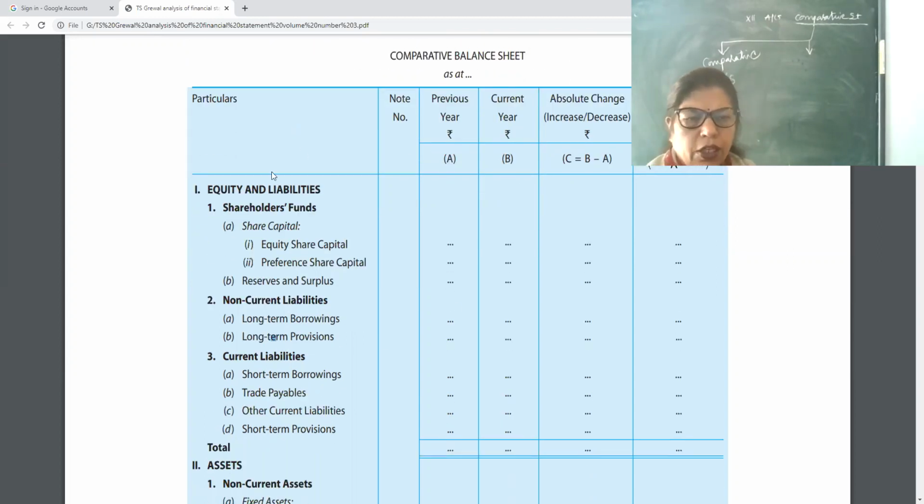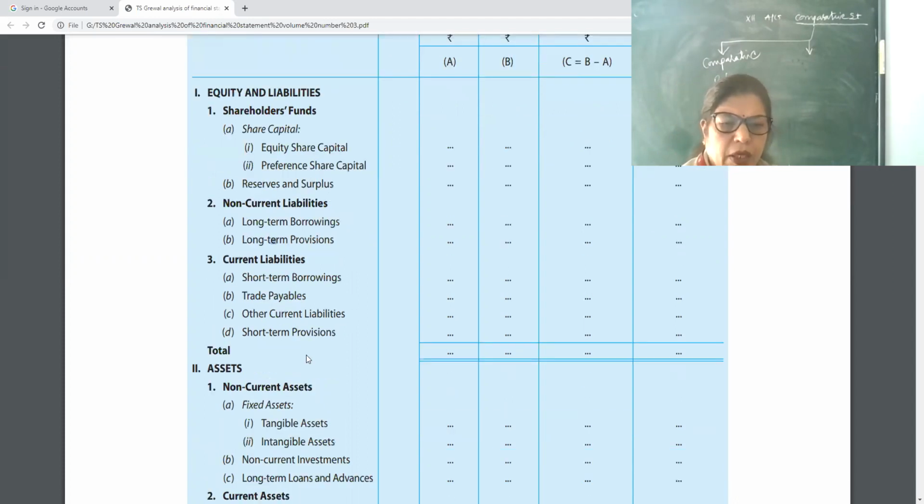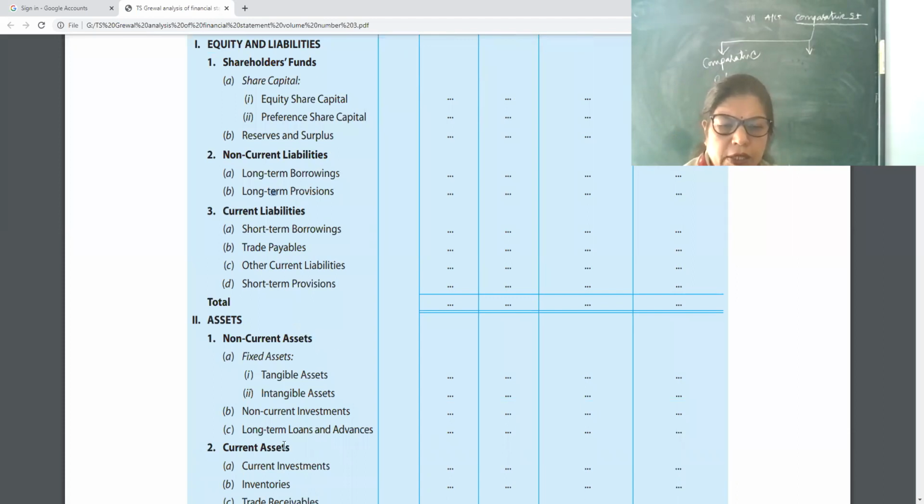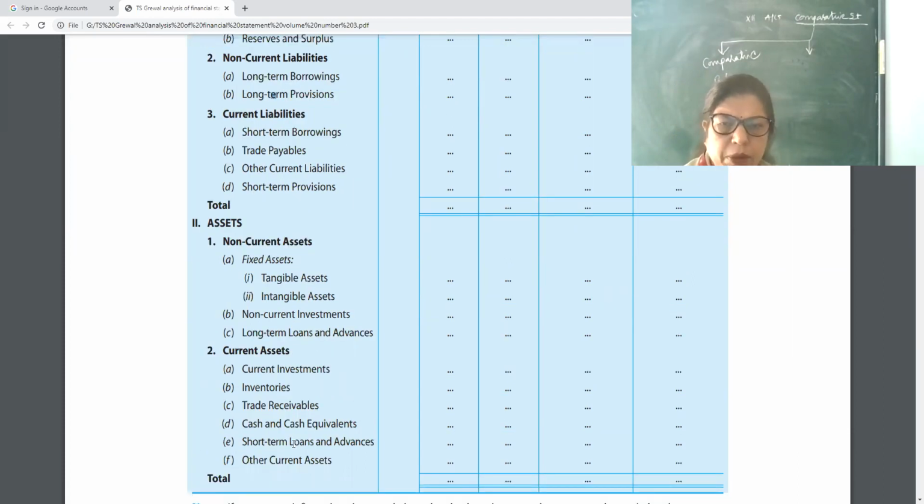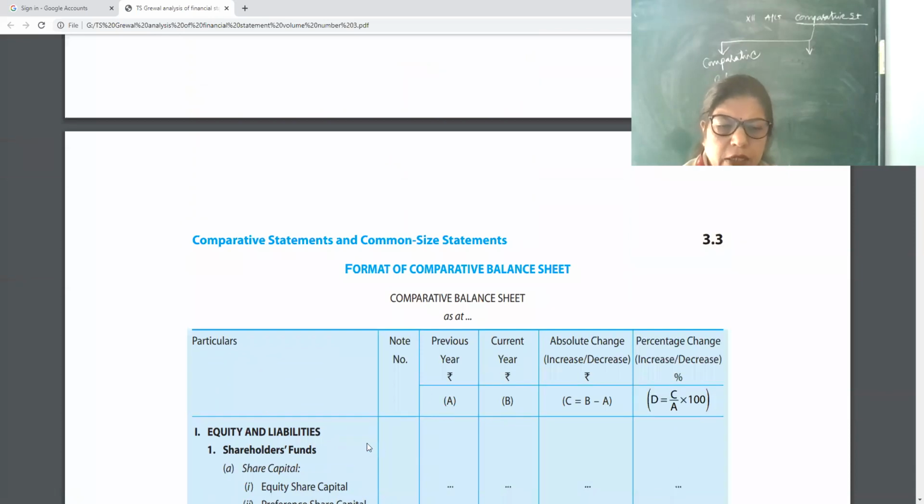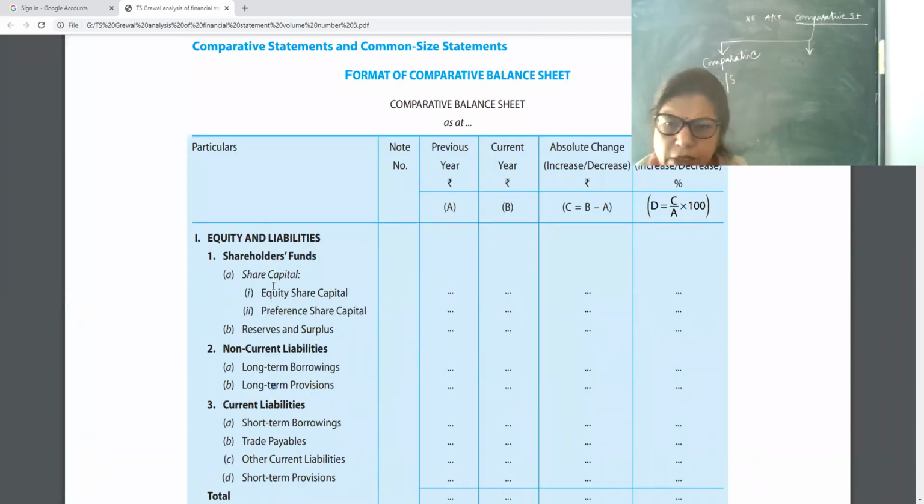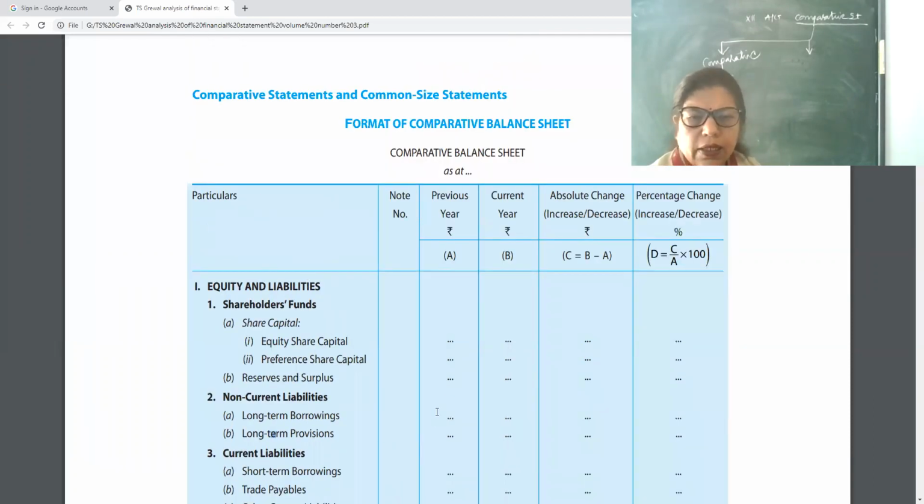Note. Equity and liability, shareholders' funds, non-current liabilities, current liabilities, assets, non-current assets, current assets. This is the comparative balance sheet. Okay. Generally, all these items are given in the question. Now see, these are the amounts for the previous year. These are the amounts for the current year. Absolute change. Absolute change means increase or decrease.